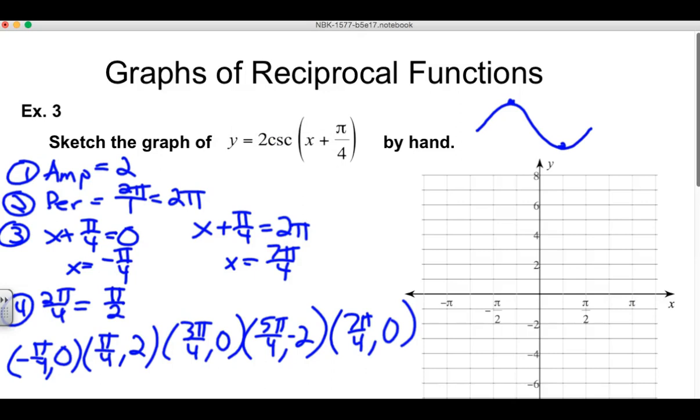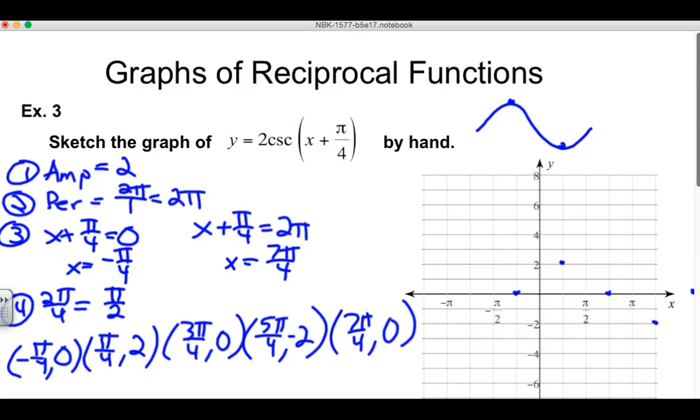All right, so let's graph those points now. Negative pi over 4 puts me at right about here, so that's 0. Pi over 4 puts me right here, and that's up at 2. And then 3 pi over 4 is right here at 0. 5 pi over 4 would be down here at negative 2. Right, and then 7 pi over 4 would be out here somewhere. We'll kind of give a rough guess. Looks like the graph wasn't big enough on this one to put it.